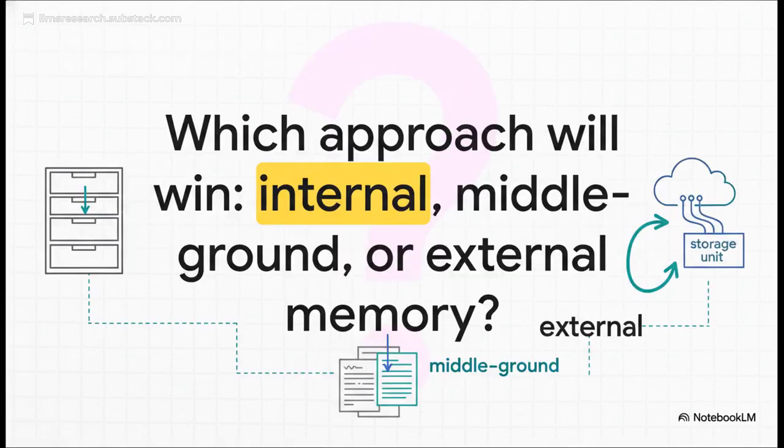So this all leaves us with a really fascinating question for the future of AI architecture, doesn't it? As we keep pushing for longer and longer contexts, which of these trade-offs is going to win? Are we just going to build models with bigger and bigger internal memories? Are we going to find ever cleverer middle grounds? Or will the future belong to models that are just really good at talking to external tools?